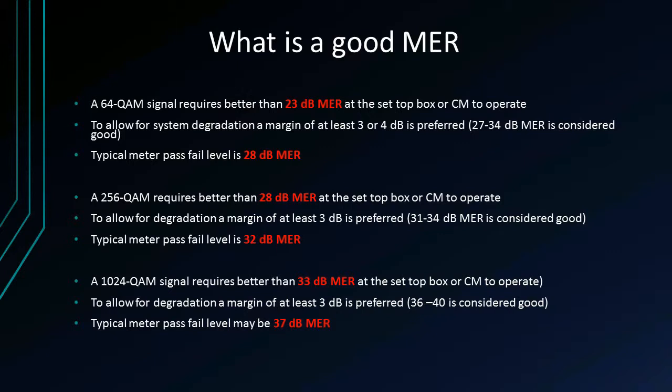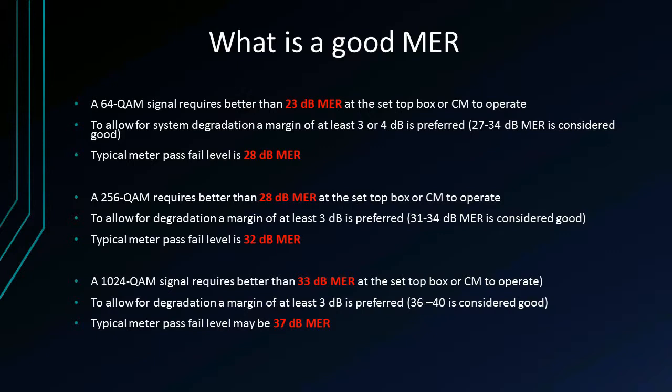A 256 QAM requires better than 28 decibels MER at the wall to operate. To allow for degradation, a margin of at least 3 decibels is preferred. 31 to 34 dB MER is considered good. Typical meter pass-fail level is 32 decibels MER.